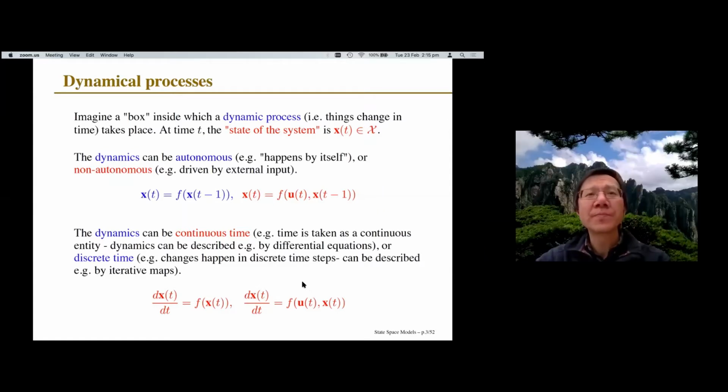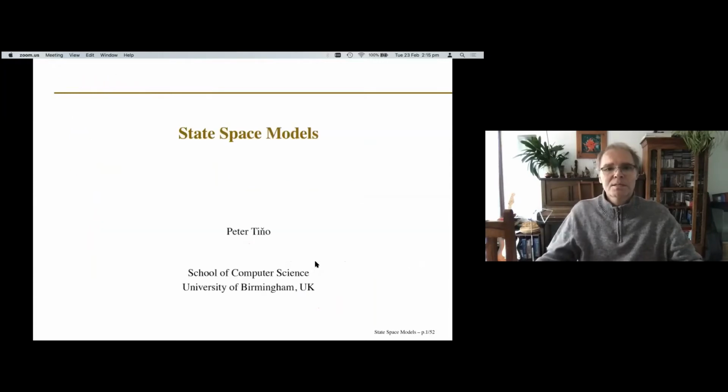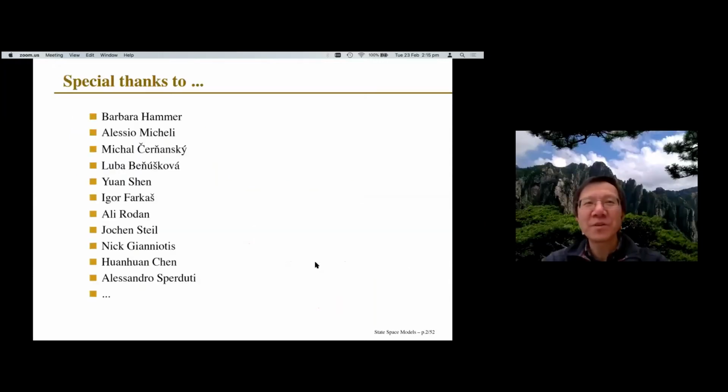You should see a slide, dynamical processes. Do you see it? Right? Do you see the slide? That's perfect now. Yeah, it's perfect now.